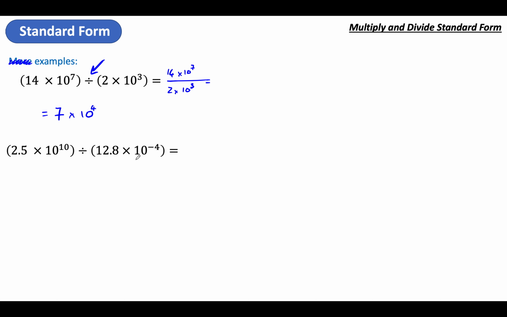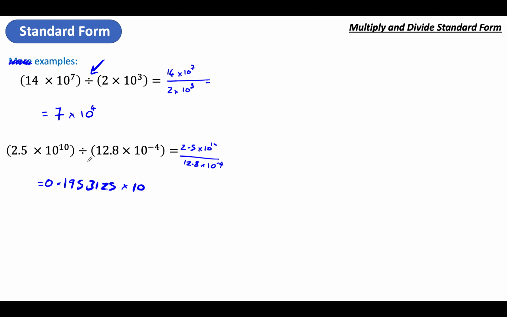Again, okay, so this time we've got 2.5 times 10 to the power of 10 divided by 12.8 times 10 to the power of negative 4. Okay, be careful with these negatives. First things first, 2.5 divided by 12.8, I'm doing this on my calculator, is a big long decimal, 0.1953125. Okay, times by 10 to the power of, now I'm doing 10, take away negative 4.